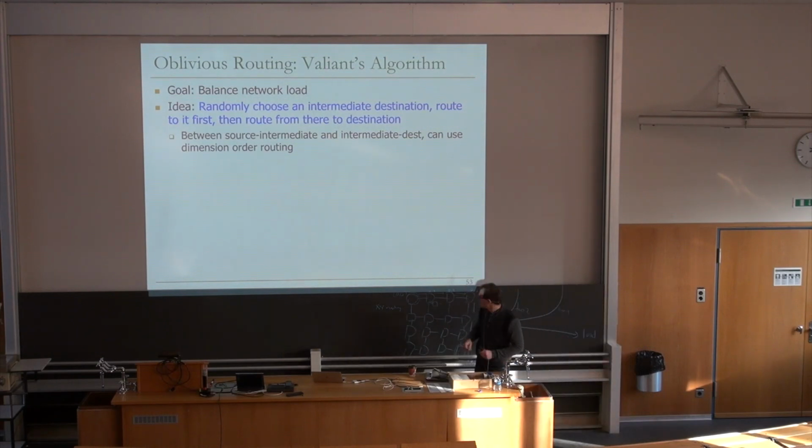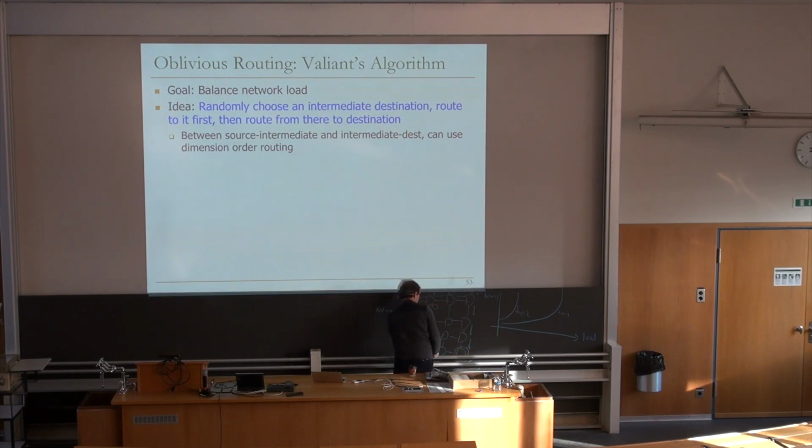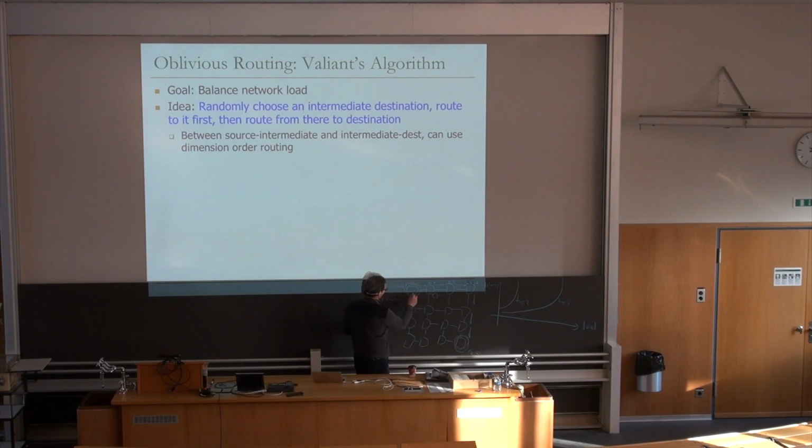If you want to do oblivious routing over here, this is your source, this is your destination. And if your goal is to balance the network load, you don't do XY routing. You basically randomly pick a node, intermediate node. Let's say we pick this one. And then we do XY routing over here to get to that node. And then from this node, we do XY routing over here. The next time we want to route from here to here, we randomly pick another one. Let's say the next time the random node is this one. We do XY routing over here, and then XY routing over here.